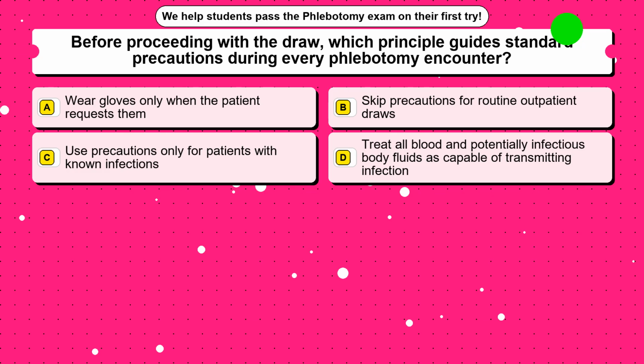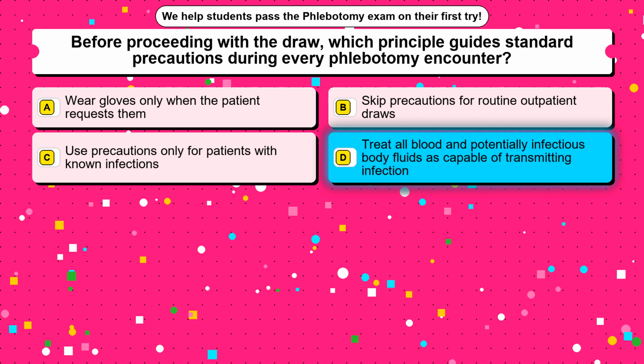Question 1. Before proceeding with the draw, which principle guides standard precautions during every phlebotomy encounter? Option A. Wear gloves only when the patient requests them. Option B. Skip precautions for routine outpatient draws. Option C. Use precautions only for patients with known infections. Option D. Treat all blood and potentially infectious body fluids as capable of transmitting infection.